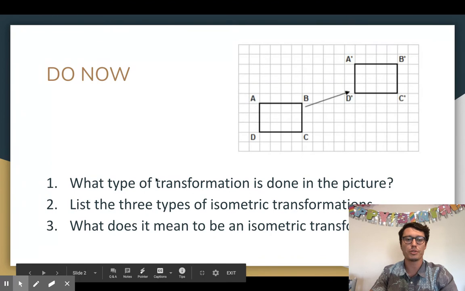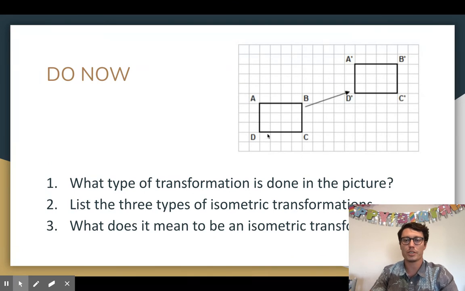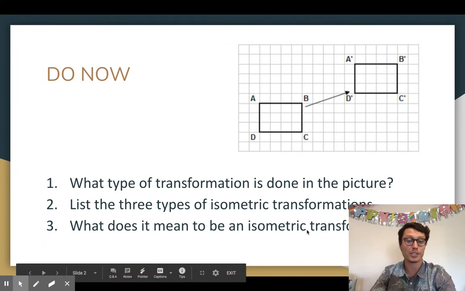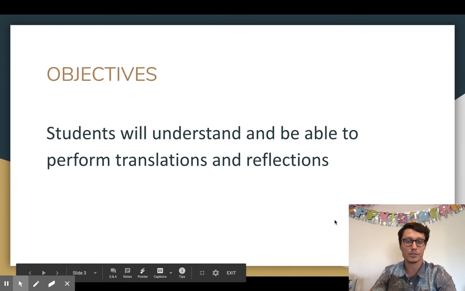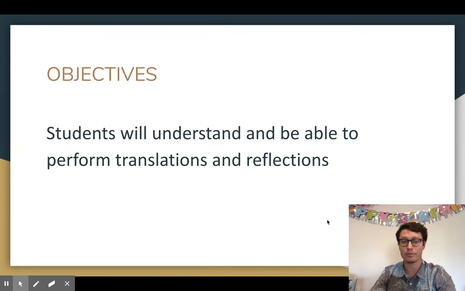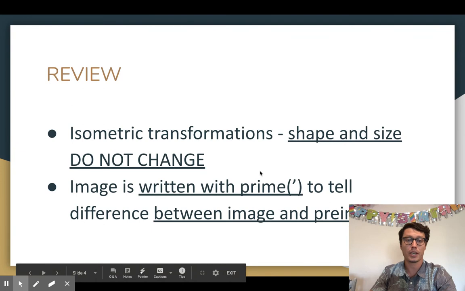Okay, just some review. What type of transformation is done here in the picture? Shape A, B, C, D, going to A prime, B prime, C prime, D prime. This is a translation. It doesn't turn, it doesn't flip, it just moves over to the right. It moves up as well. The three types of isometric transformations: translations, rotations, reflections. And isometric transformations means that it does not change shape or size. Okay, our objectives: to understand and be able to perform translations and reflections. Those are today's.